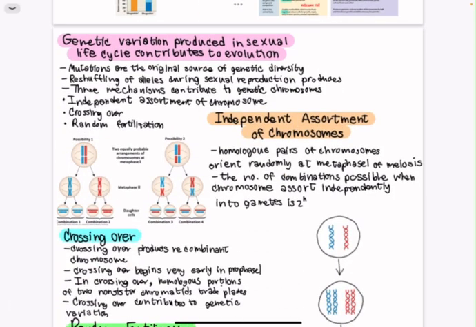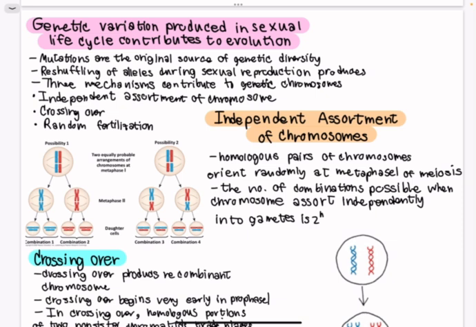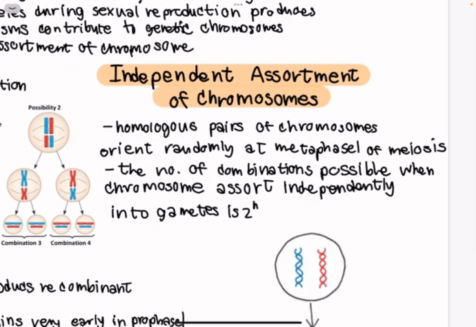Genetic variation produced in the sexual life cycle contributes to evolution. Mutations are the original source of genetic diversity. Reshuffling of genes during sexual reproduction produces variation, and three mechanisms contribute to genetic variation. First, independent assortment of chromosomes: homologous pairs of chromosomes orient randomly at metaphase 1 of meiosis. The number of combinations possible when chromosomes assort independently into gametes is 2^n.